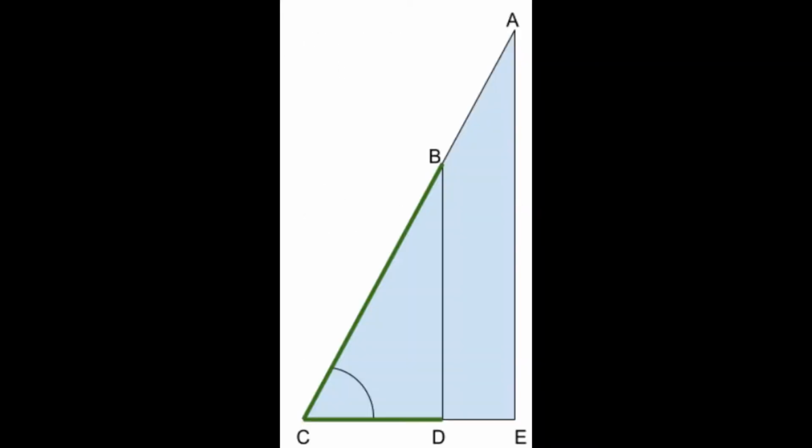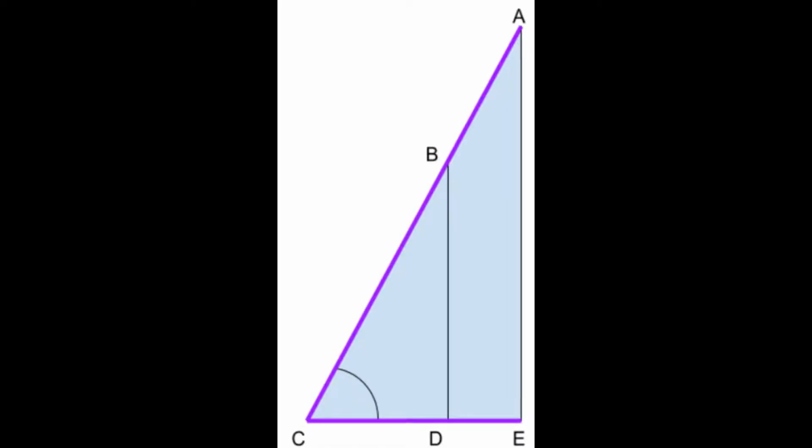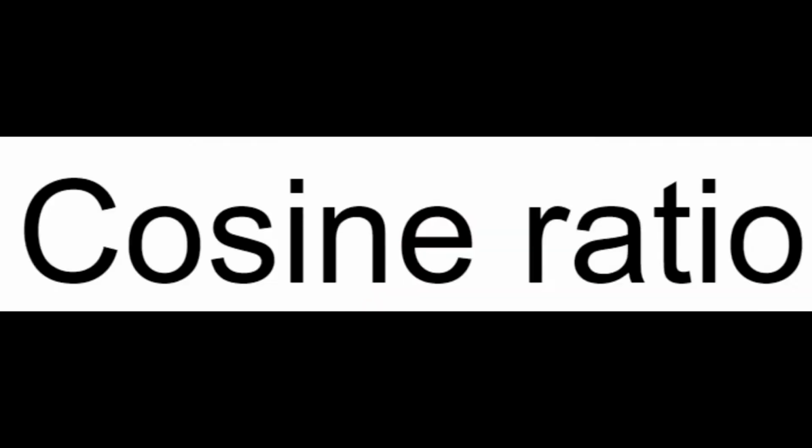The second ratio is the ratio between the adjacent side and hypotenuse. The adjacent side in this case refers to the adjacent leg. For this triangle, DC over BC equals EC over AC. This is known as the cosine ratio.